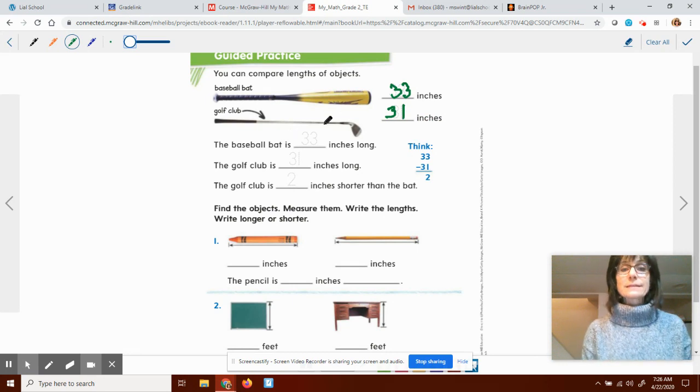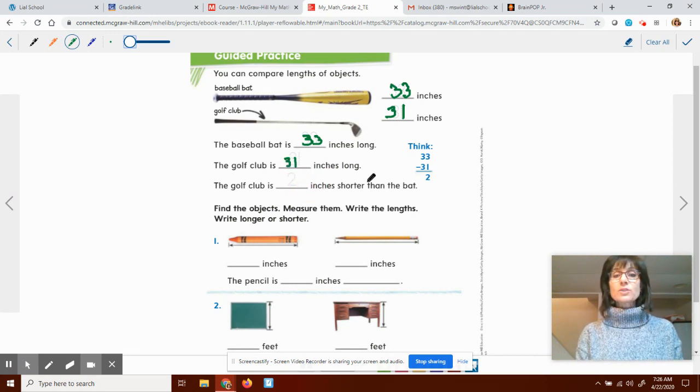And the question is this. The baseball bat is blank inches long. Okay, well, you guys all told me it's 33 inches. The golf club is how many inches long? Yeah, 31. The golf club is how many inches shorter than the bat? When you're asking how many inches shorter something is, you're going to use operation subtraction.